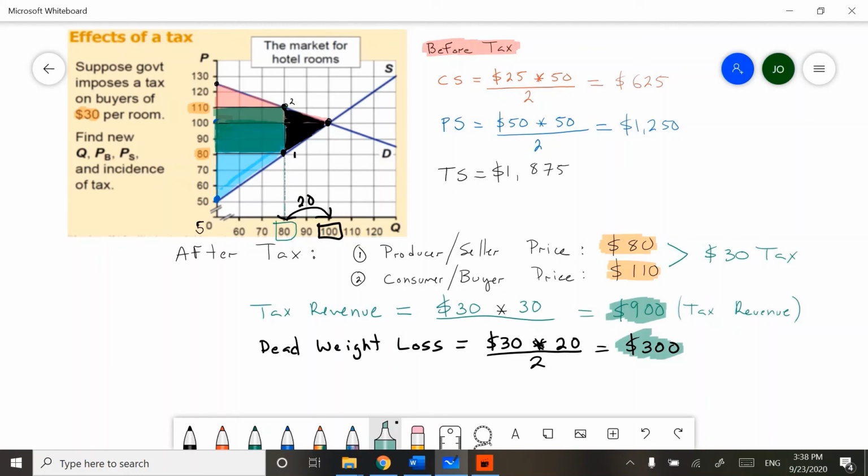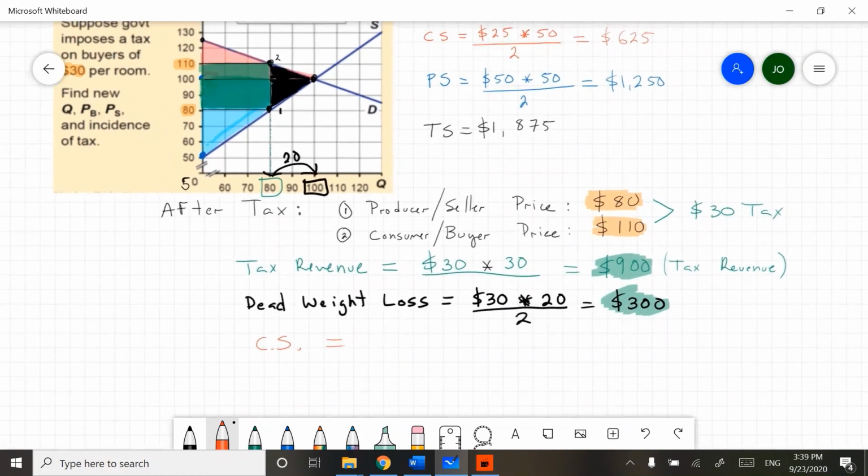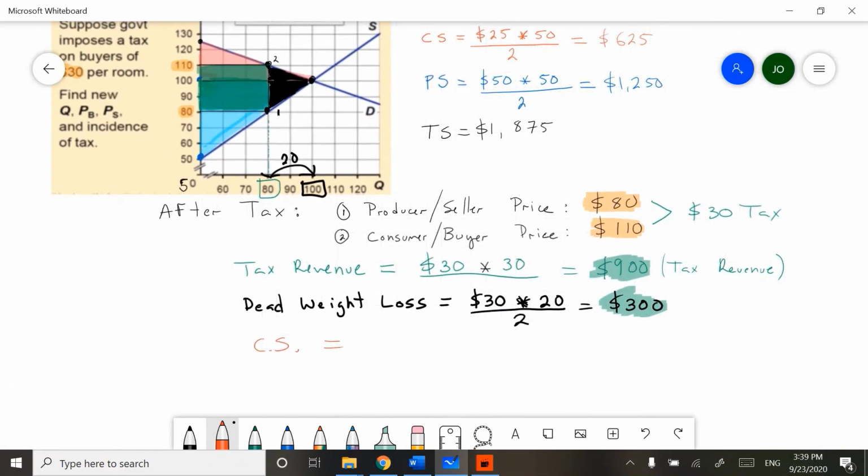Now, if we take the $900 from tax revenue and the $300 that we have for deadweight loss and add them together, this amount will signify all the total surplus that got taken away from both the consumers and the producers. So now let's analyze what the new consumer surplus will be. You will notice that the red triangle got smaller, as did the blue triangle. That means that consumers and producers both lost surplus.